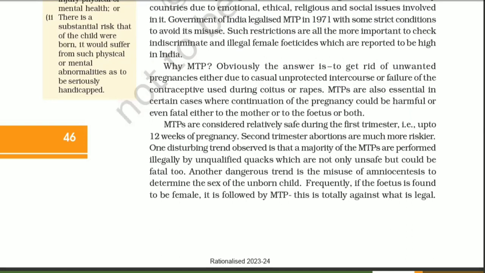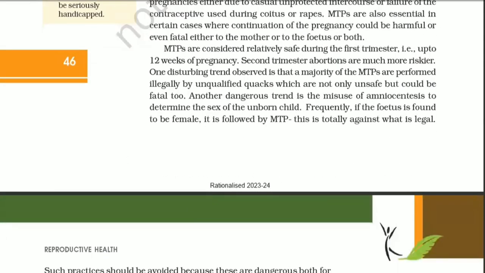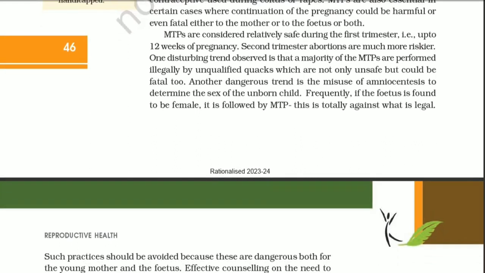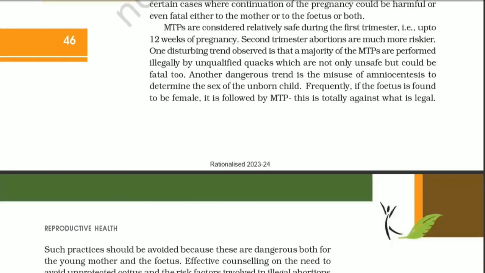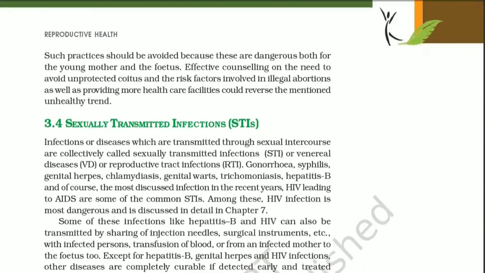One disturbing trend observed is that a majority of MTPs are performed illegally by unqualified quacks, which is not only unsafe but could be fatal too. Another dangerous trend is the misuse of amniocentesis to determine the sex of the unborn child. Frequently, if the fetus is found to be female, it is followed by MTP. This is totally against what is legal. Such practices should be avoided because they are dangerous both for the young mother and the fetus.